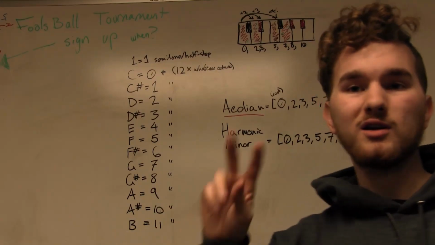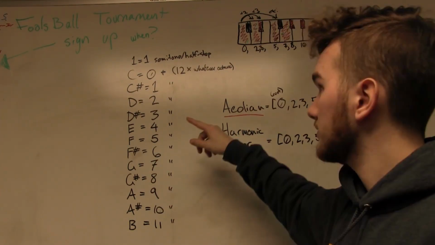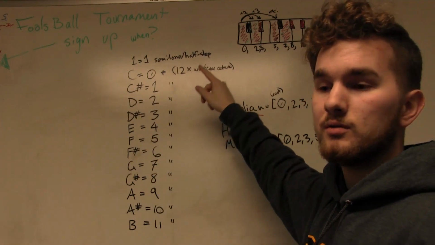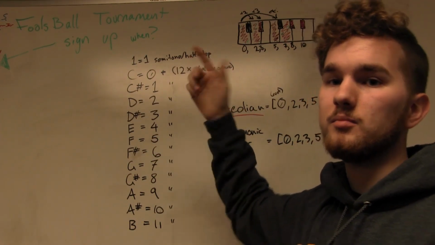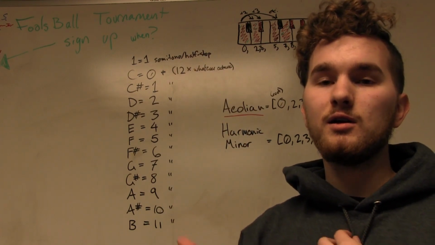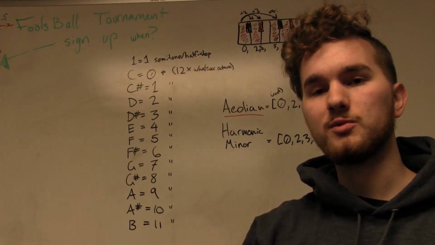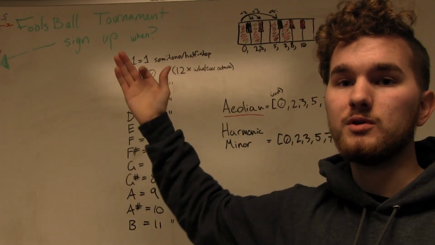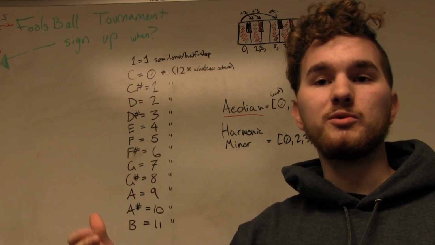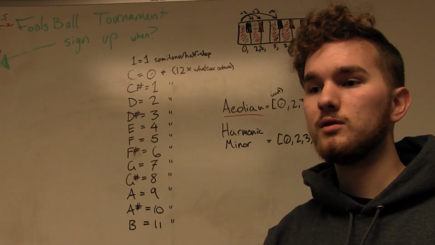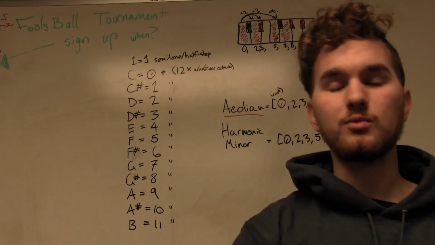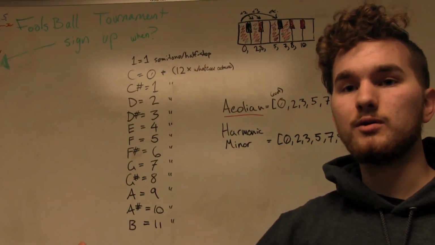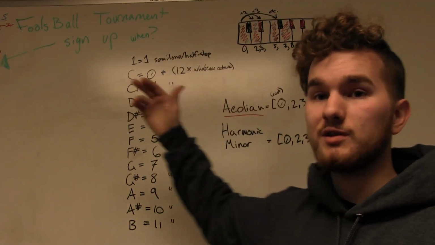So there's a formula you can follow. Let's start with C. 0 plus 12 times whatever octave you want. And what that means is that every note that is C is a multiple of 12. Every number that is C sharp would be all numbers that are a multiple of 12 plus 1. So like 1, 13, 25, do math.